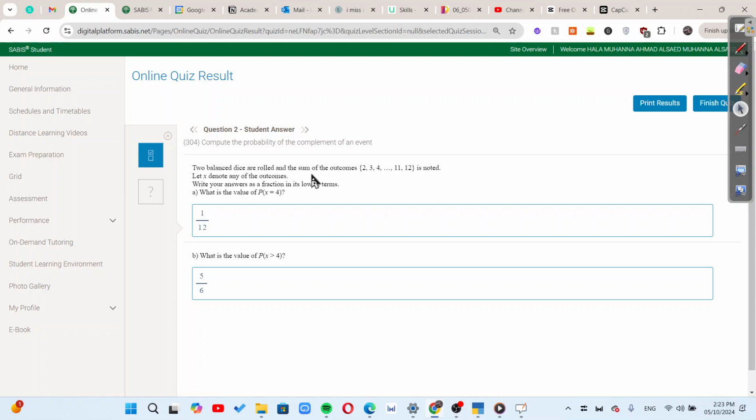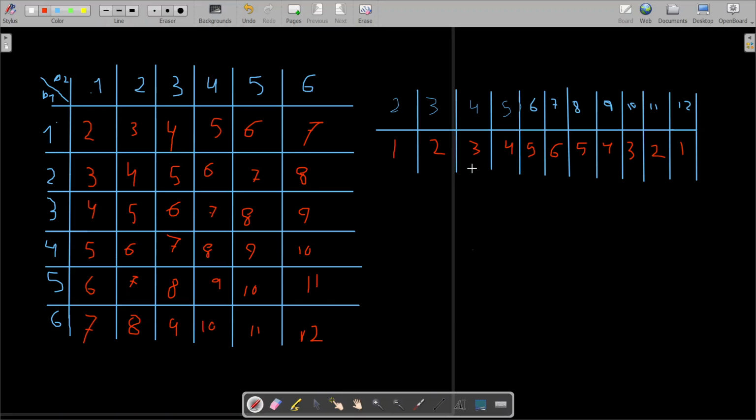Two balanced dice are rolled and the sum of the outcomes is noted. Let X denote all your outcomes. Write your fractions in lowest terms. They want the value of P for X equals 4. Now, I don't know if you remember, we're back to this thing where you have to draw your table or your space of outcomes, which is the sums of everything. Then you count how many times you got 2, how many times you got 3, 4, 5, 6, 7, 8, 9, 10, 11, 12.